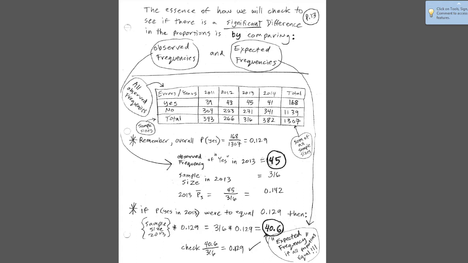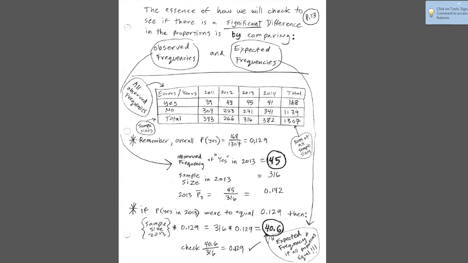Now, think about this. Remember, just a moment ago, we said if we took 168 divided by 1307, that's this right here. This would be the overall probability for yes, 12.9%. Well, if we had some number right there that when we took it and divided it by 316 equaled this 12.9%, boom, we'd have exactly the same numbers. That would be our expected frequency if all of the proportions were the same. So here's how we're going to do it. We're going to take 168 divided by 1307.